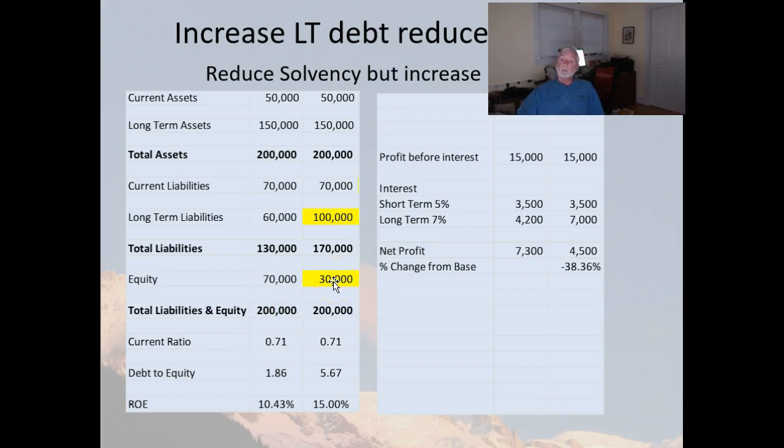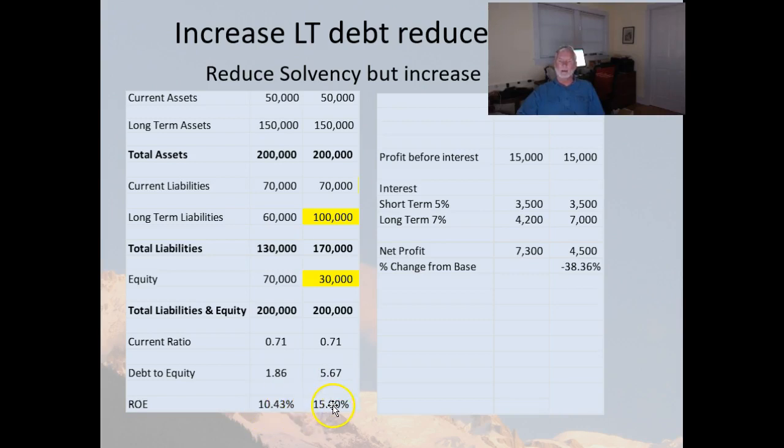Okay, what does that do? It doesn't change my current ratio at all. It changes my debt to equity ratio massively because debt to equity is total debt, which went from 130 to 170, over total equity, which went from 70 to 30. So one of them went down a lot and one of them went up a significant amount. So my debt to equity ratio goes from 1.8 to 5.6. So I go from a relatively low leverage position to a very high leverage position. And look at what happens to my return on equity.